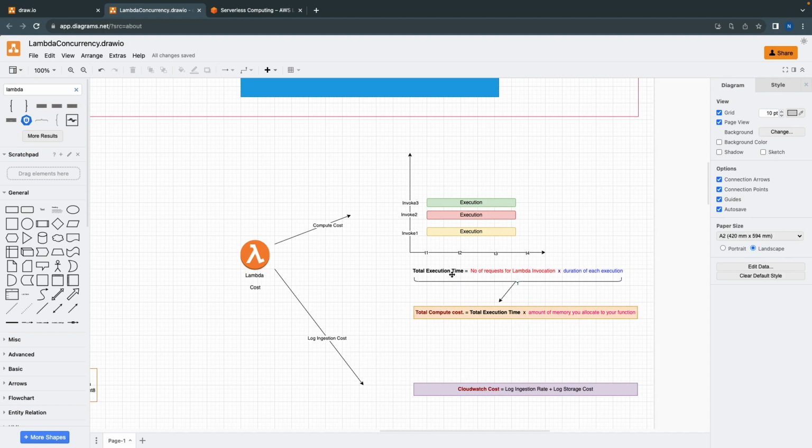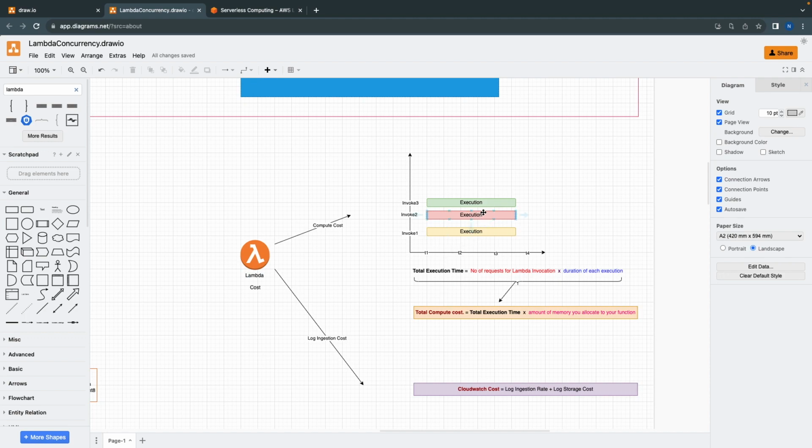And this is one part of the calculation. The other one is the log ingestion that is pushed to the CloudWatch log. So it is separate from Lambda, but still this Lambda is inducing that charge, so I thought I'll also add it here. So there is the log ingestion to the CloudWatch log, the rate at which the log is pushed, plus the log storage, the storage cost of that particular log.